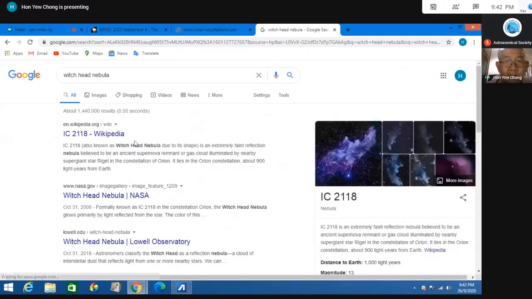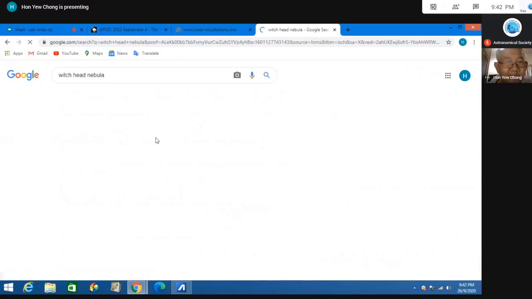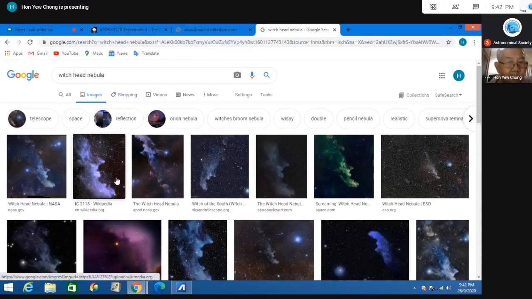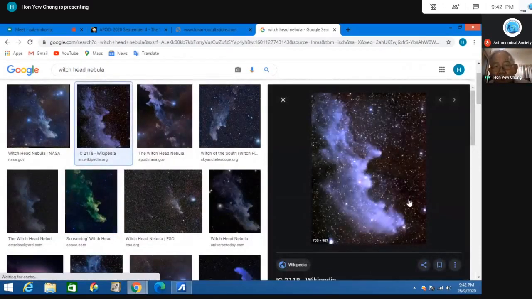Okay, the Witch Head Nebula looks like that. On the right side, oh, Nebula Bomo. But this is a face of a woman, a witch. Right? So this is actually a reflection nebula. And on the right, out of the field of view, is our star Rigel in Orion. So it gives a lot of light from Orion, from Rigel, and it reflected from this nebulosity. So this is the Witch Head Nebula in Orion.